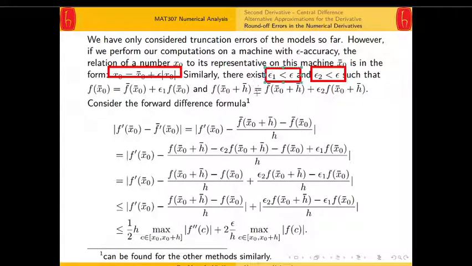Okay, so these are something we know. If we consider the forward difference formula, for example, we can do the same for the other methods as well. We basically find the error between the derivative and the machine representation of this derivative. So here, if we substitute the approximation, that will be f prime x naught bar minus the approximation for that.